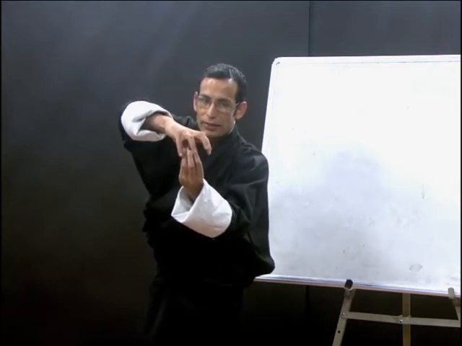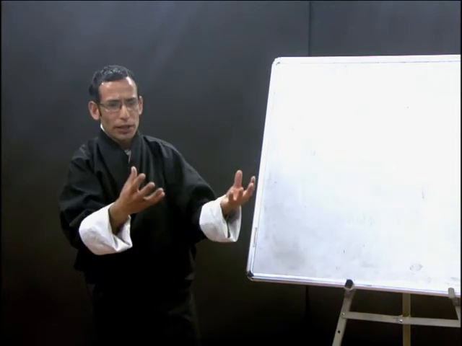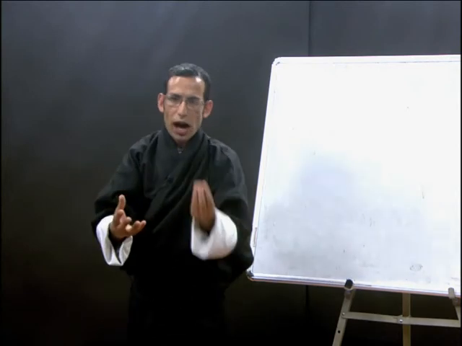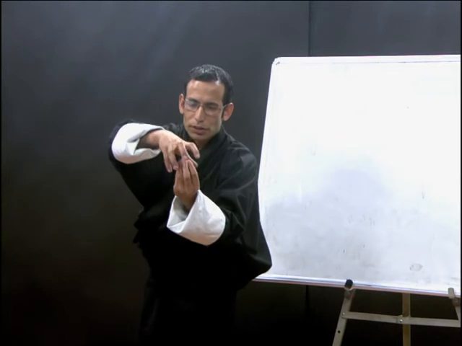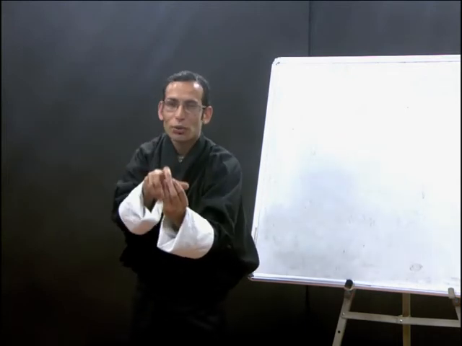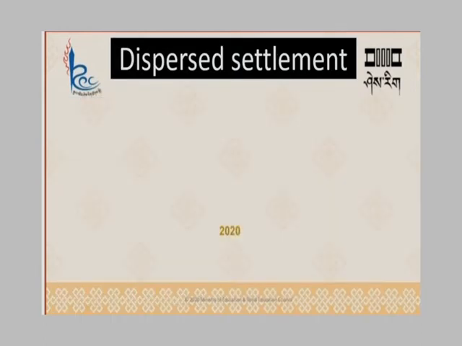Ring-like shape. That is called a nucleated settlement. For example, if I give this example of India, let's take an example of the caste system. The high caste or landlords will settle in the middle, and other service provider people will live on the surrounding. That is how the nucleated settlement is formed. Such settlements are also found in northern parts of Bhutan, like one base example is Gangte Gyumba in Wangde.